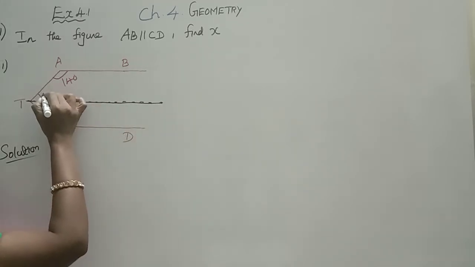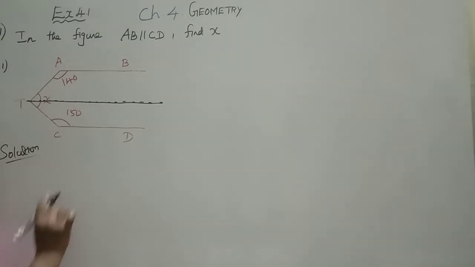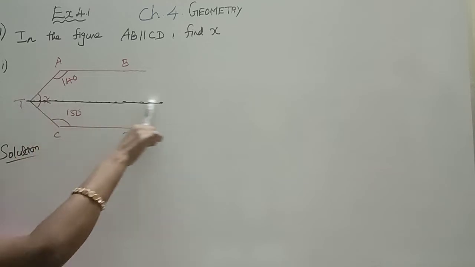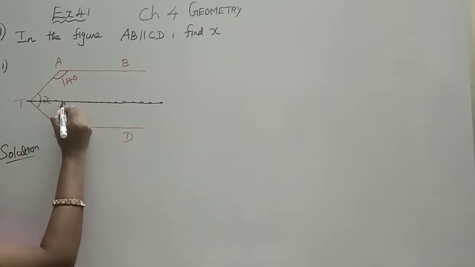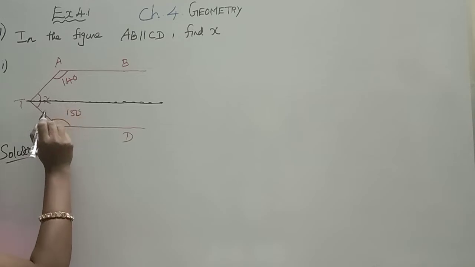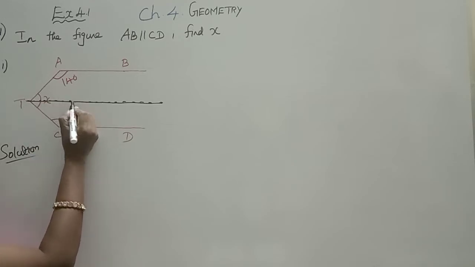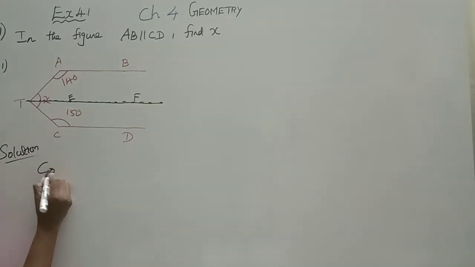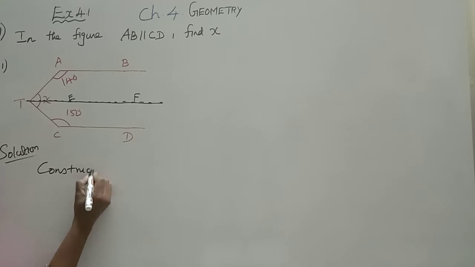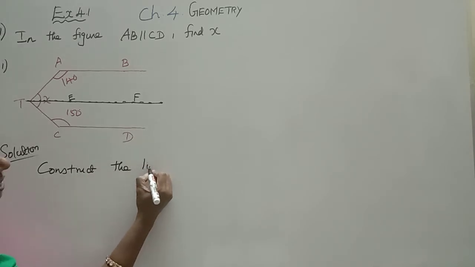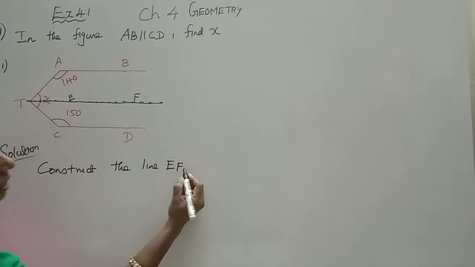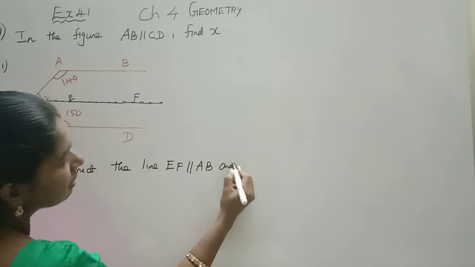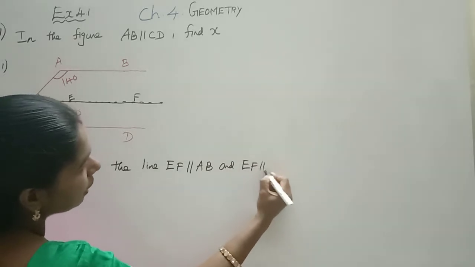Then here will be x and here will be x, because they have given AB parallel to CD. So I am drawing a line here, in the middle of x. Sorry, not a transversal, a parallel line. What is the name of this line? EF. Construct the line EF parallel to AB and EF parallel to CD.